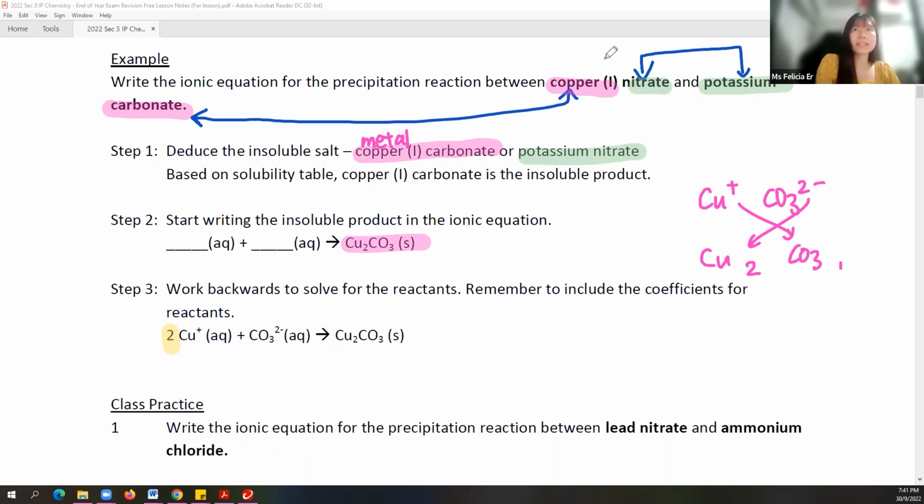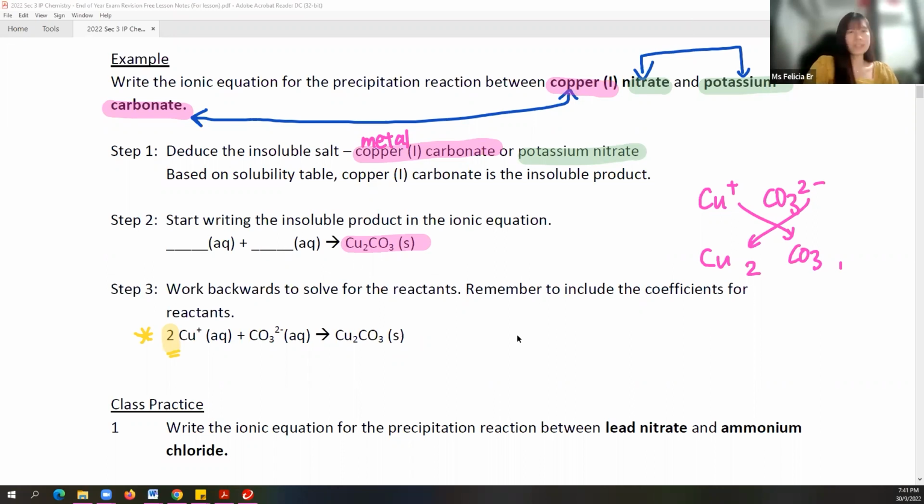Can you highlight this number 2? So don't forget this, okay? Must make sure that the equation is balanced. Done. So it's very fast, right? You just write the product, then what makes it up? Copper and carbonate. Then include state symbols, balance the equation, done.